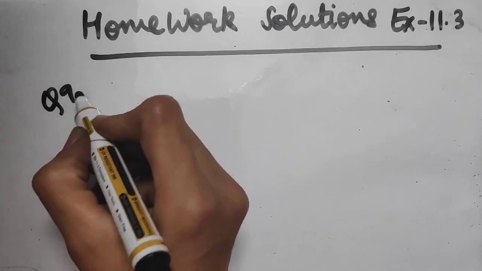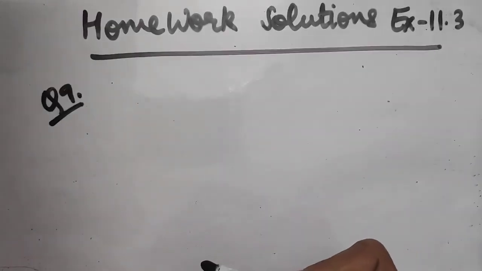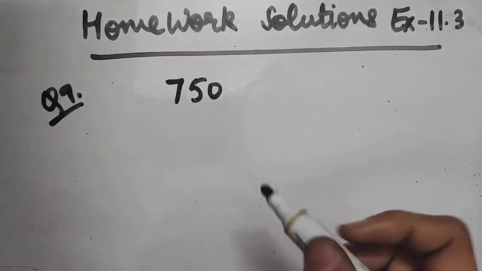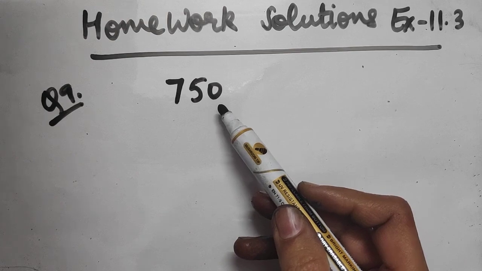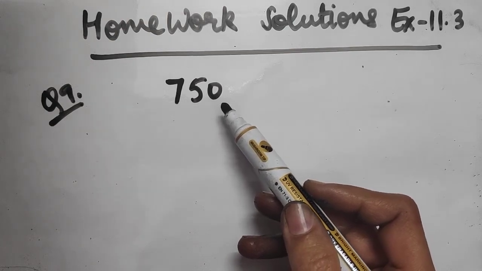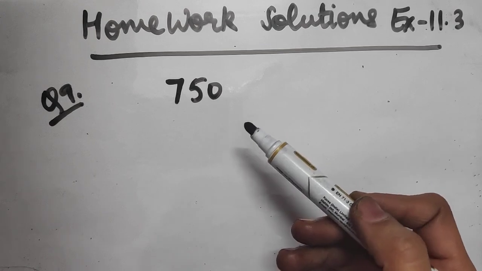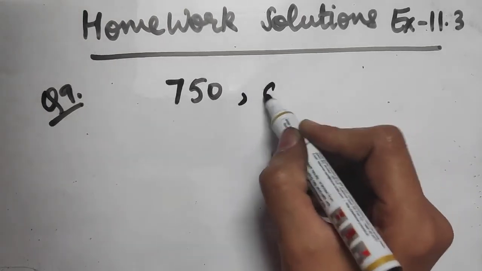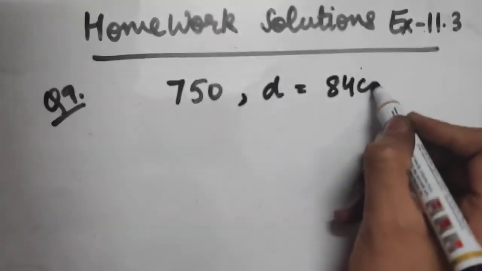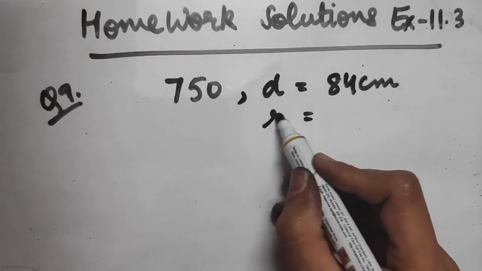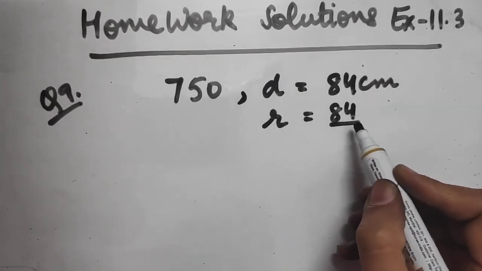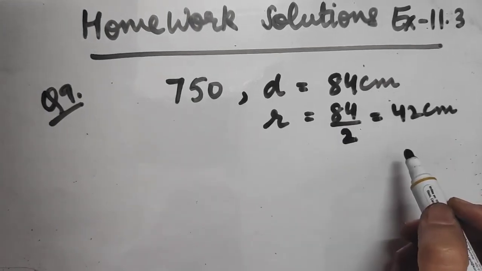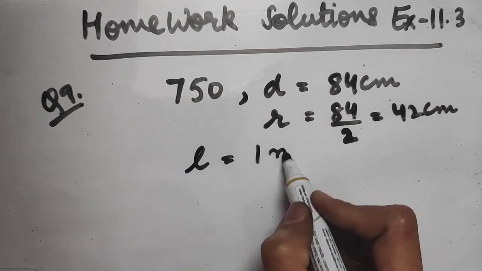Now let us discuss question number 9. A road roller takes 750 complete revolutions. Number of revolutions taken is equal to 750. 750 complete revolutions have been taken by a road roller to move once over to level a road. Find the area of the road if the diameter of the road roller, D, is equal to 84 centimeters. So what will be R? It will be 84 divided by 2, that is equal to 42 centimeters, and length is equal to 1 meter.